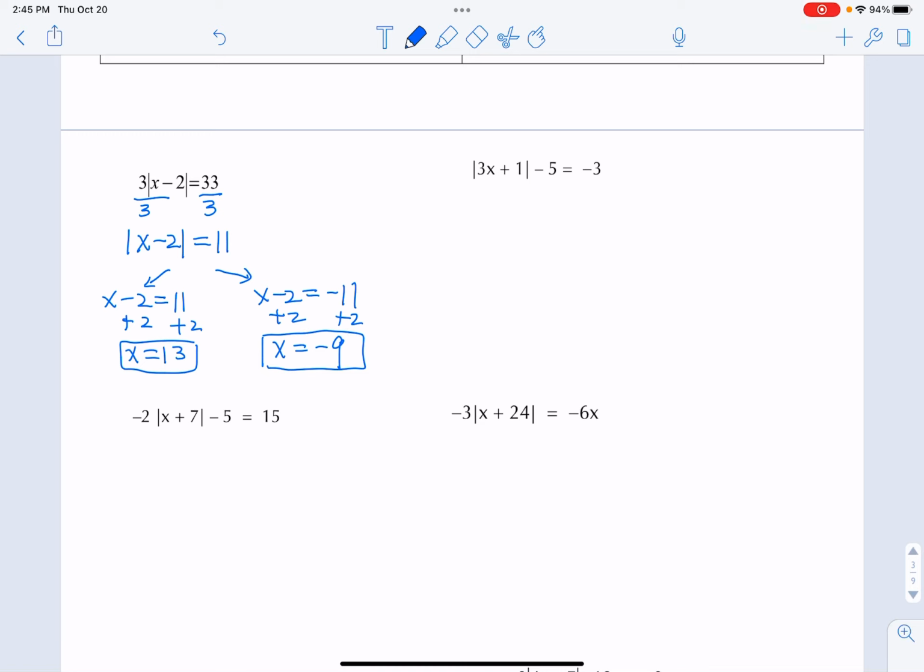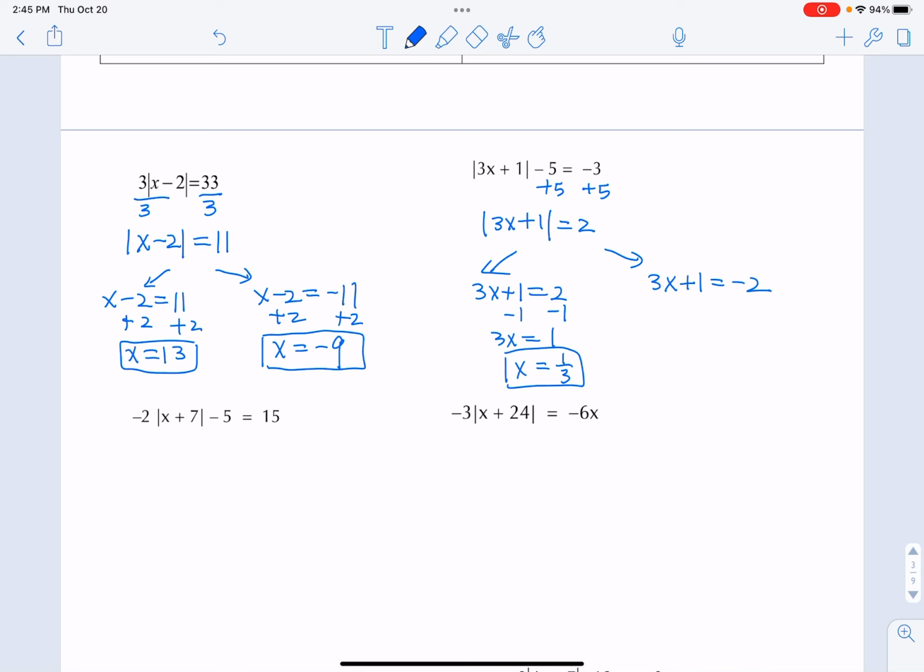And the second problem, it was subtracted, so you add 5 first. In that way, you have the absolute value isolated on the left side, and 2 on the other side. Also, you set up two equations with this: 3x plus 1 equal to 2, and 3x plus 1 equal to negative 2. You subtract 1 on both sides, so 3x equal to 1, and then divide. So x equal to 1/3.